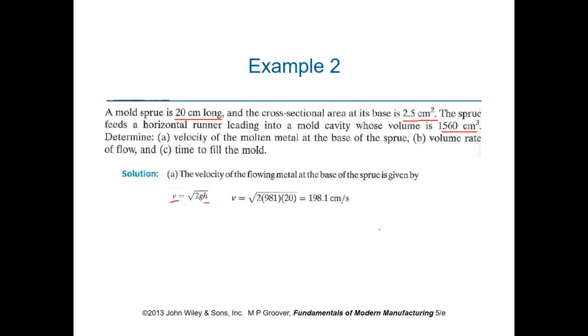In part B, the volume rate. Again, we take the next equation from the equation sheet, the equation for the flow rate, and then we have the value of velocity, which was just computed up here, and the cross-sectional area is also given in the statement of the problem, right here. So we substitute these values, and that will give us the volumetric flow rate of the molten metal in the mold.